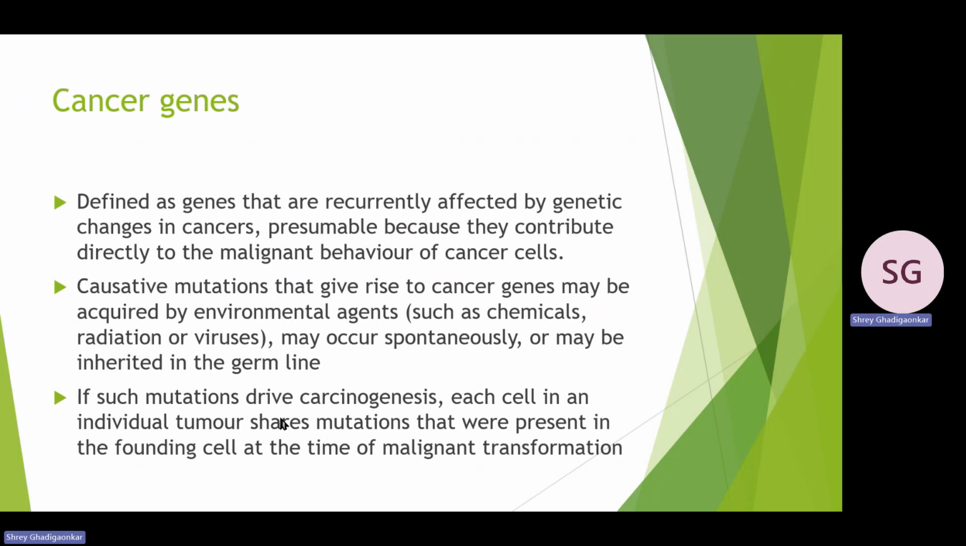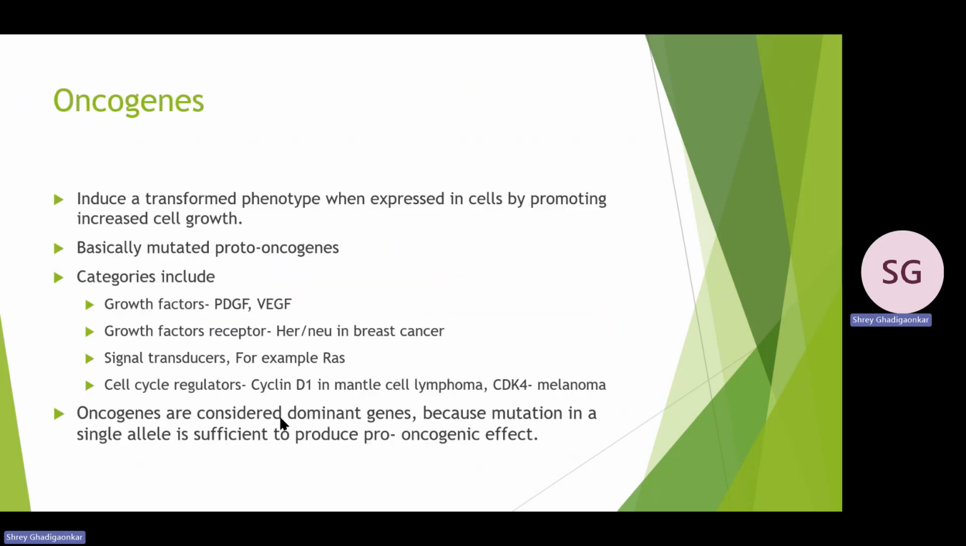So let's start with the different types of genes. The first gene type is oncogenes. These are basically mutated proto-oncogenes, and proto-oncogenes promote cell division. When they're mutated, you may have uncontrolled and unregulated cell division, which gives rise to cancer. These proto-oncogenes are then known as oncogenes. So let's see what we wrote: they induce a transformed phenotype when expressed in cells by promoting increased cell growth.